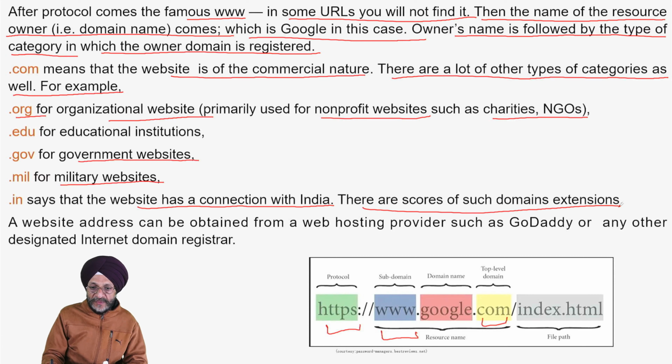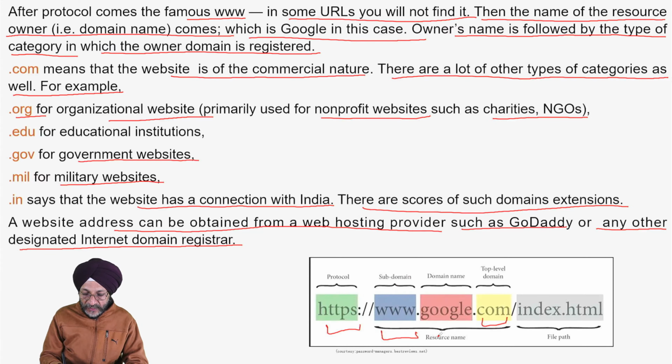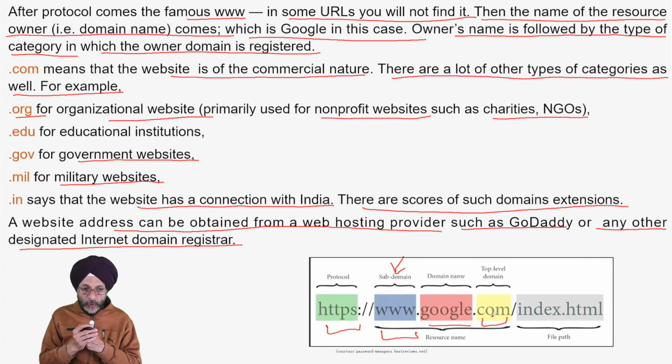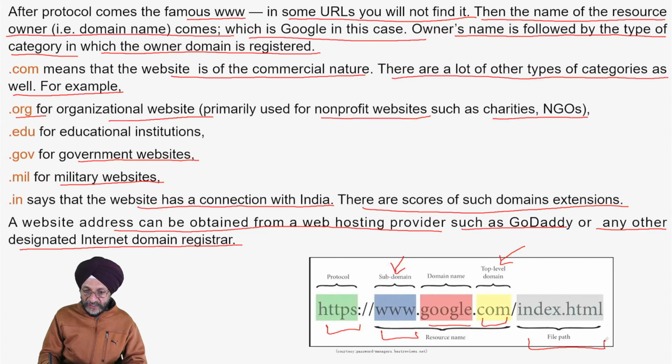There are scores of such domain extensions. A website address can be obtained from a web hosting provider such as GoDaddy or any other designated internet domain registrar. Here, for the purpose of more illustration, we can say that www is the subdomain. This is the domain name, and .com or .org or .edu, .gov or .mil, all these are referred to as the top level domain, and here it is the file path.